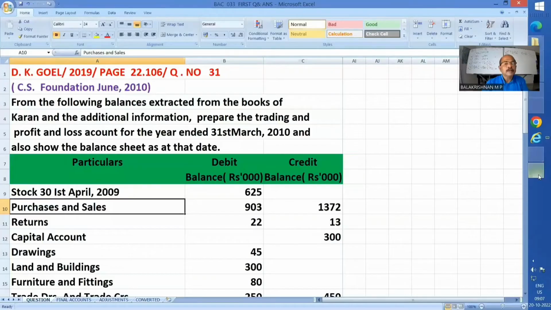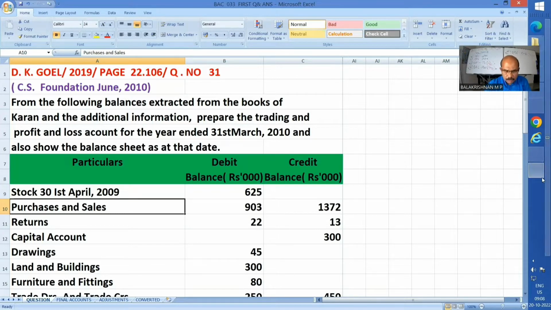Thank you. Well, students, first question of the day, question number 31, page 22.106, DK Goel, edition year 2019. And please note that this question had been set as CS Foundation, June 2010. So it has to be a standard question.